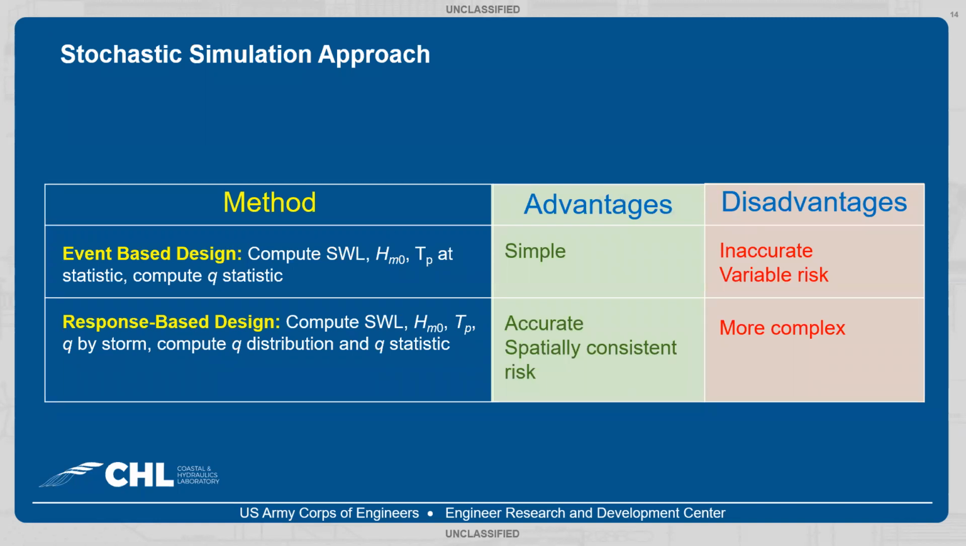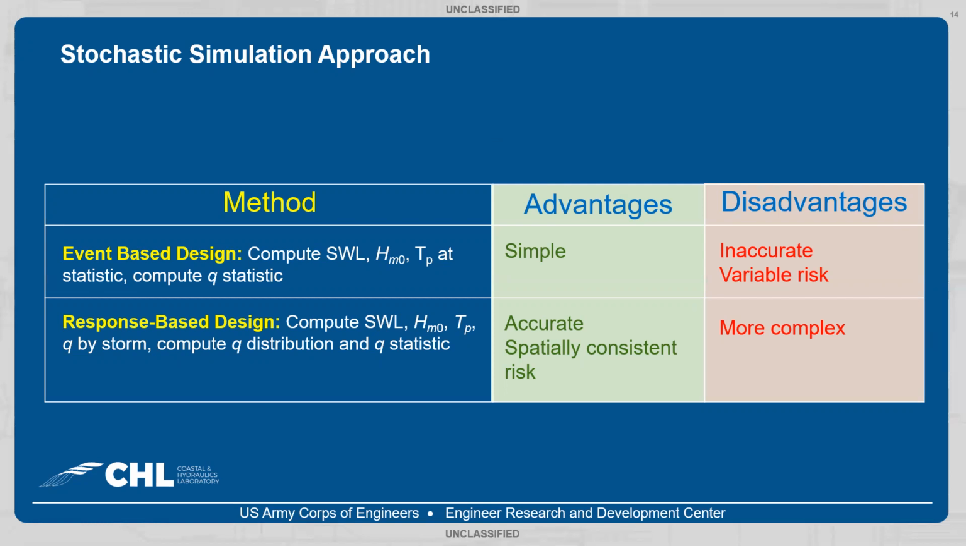There are lots of different stochastic simulation approaches. In this study, we looked at quite a few. I'm going to summarize that fairly quickly. Event-based are the traditional methods where you determine, for example, a 1% annual exceedance probability or 100-year event, that is wave height and water level, and then you compute your responses for those forcing statistics.